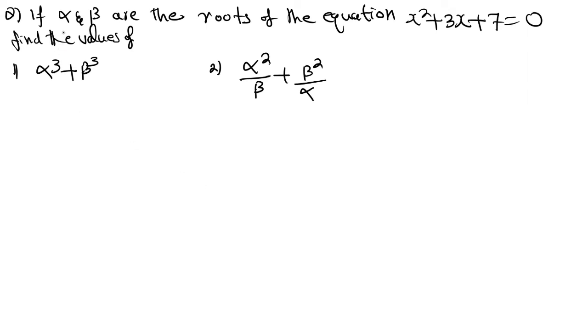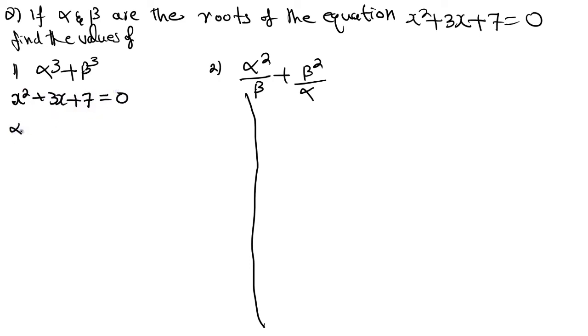See the next question. If alpha and beta are the roots of the equation x square plus 3x plus 7 equal to 0, find the values of alpha cube plus beta cube. Second one, alpha square by beta plus beta square by alpha. Whatever the given question, first you need to find alpha plus beta and alpha beta value. Consider the equation x square plus 3x plus 7 equal to 0.